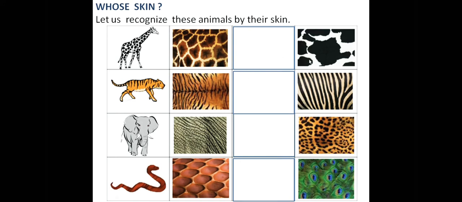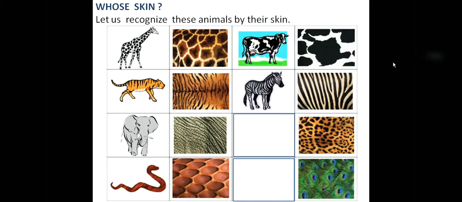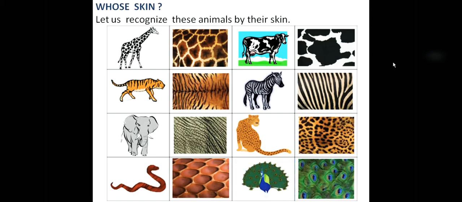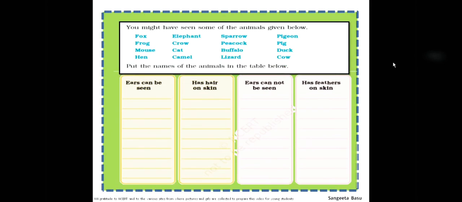Here the first one, whose skin do you see? Yes, the cow. And the next one is the zebra, which we did just now. The leopard or the cheetah is the next one, and these are the beautiful feathers of which bird? Yes, the national bird of our country, peacock. Well done, children.